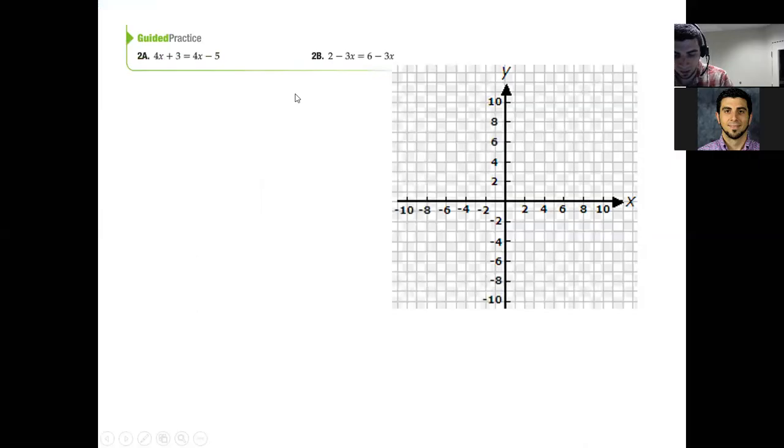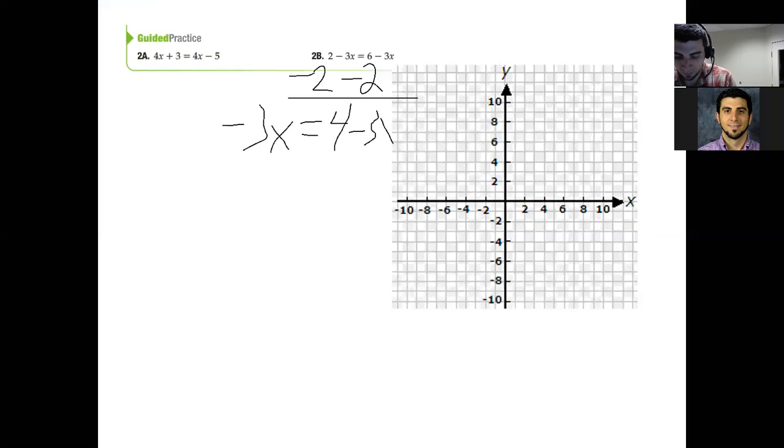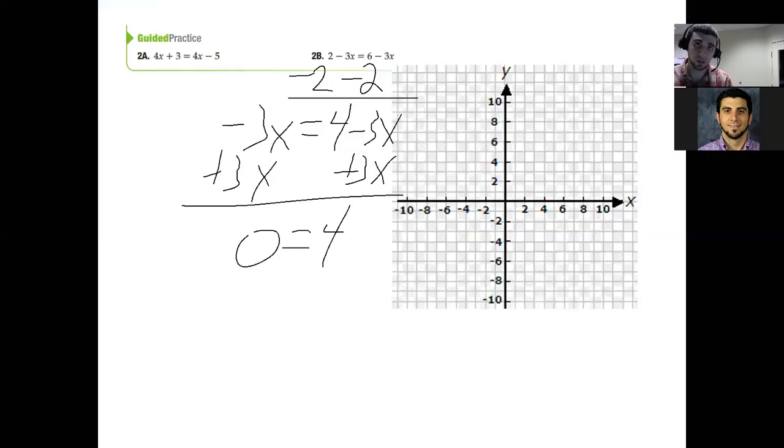All right, the second one. Let's subtract 2 from both sides. So you get negative 3x equals 4 minus 3x. You can see the same thing's going to happen here. You get 0 equals 4, which is a false statement, so there's no solution. If you graph the related function, it'd be a horizontal line going through 4 on the y-axis. There's no solution, there's no root, there's no 0, there's no x-intercept. Same thing as before.